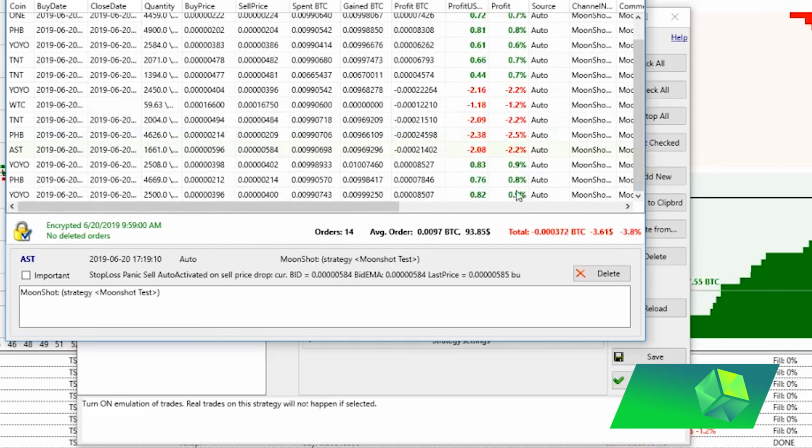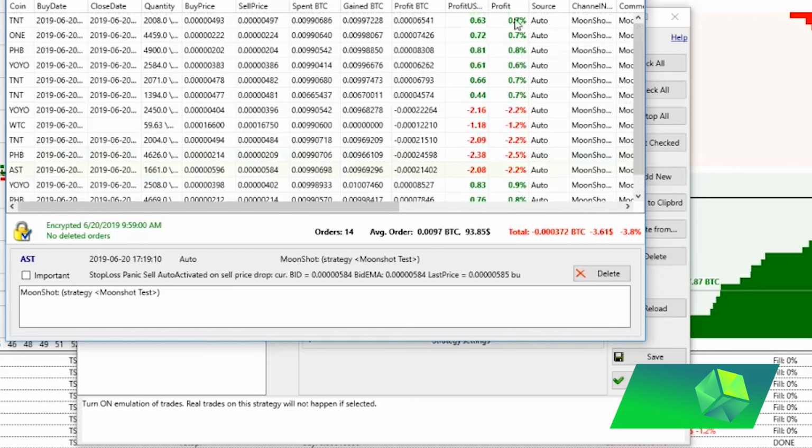However, you can see whenever it makes profit, you see 0.9, 0.8, 0.7, 0.6%. All these very, very small amounts of profit, and that's just because it's making super fast trades, and I'll explain the strategy in one second.